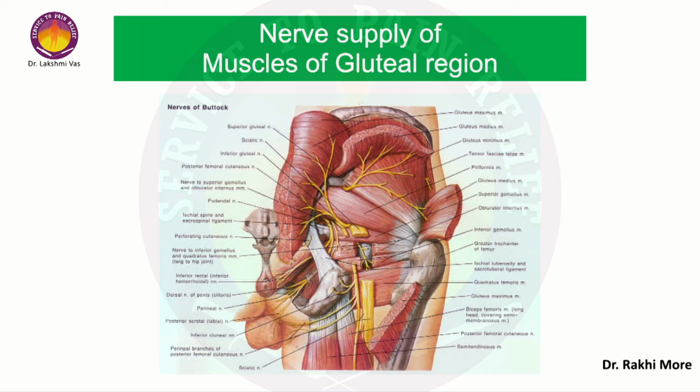And you can see the superior gluteal nerve and the inferior gluteal nerve, which supply the gluteus maximus, supplied by the inferior gluteal nerve, and the gluteus medius and minimus supplied by the superior gluteal nerve. And these nerves which come down supply the superior gemellus and the obturator internus, that is nerve to the obturator internus, and the nerve to quadratus femoris also supplies the inferior gemellus. So this is the nerve supply of the muscles in the gluteal region.